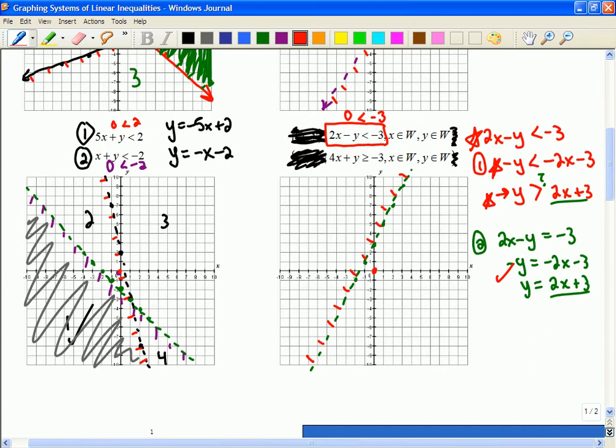All right, so let's take a look at the last graph there, which is 4x plus y equals negative 3.